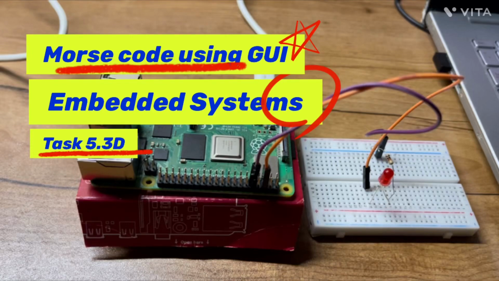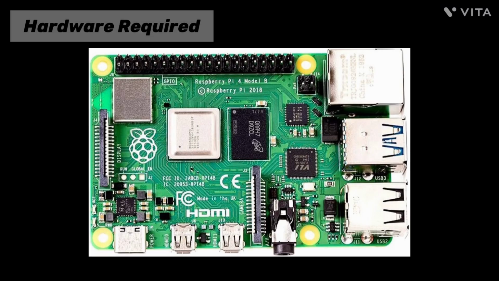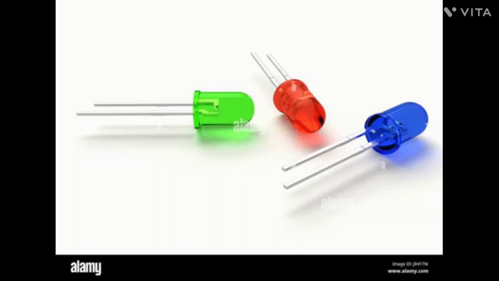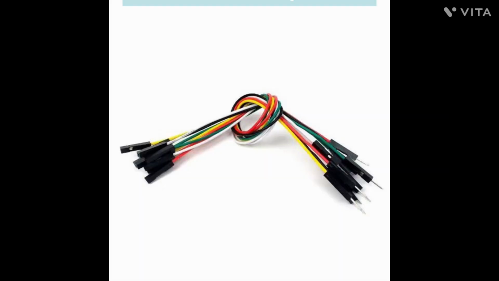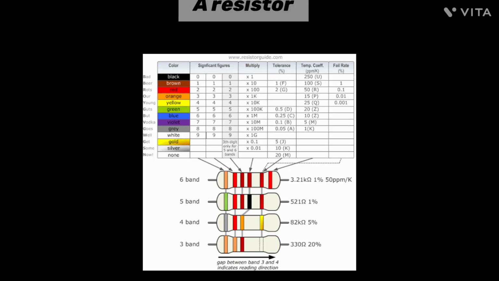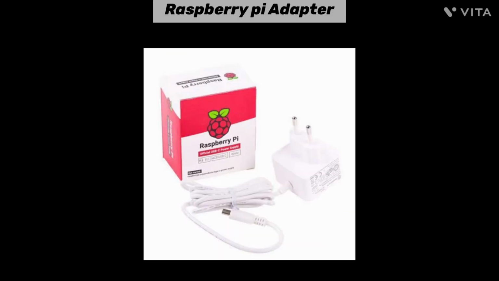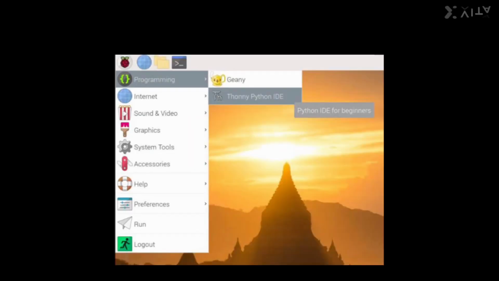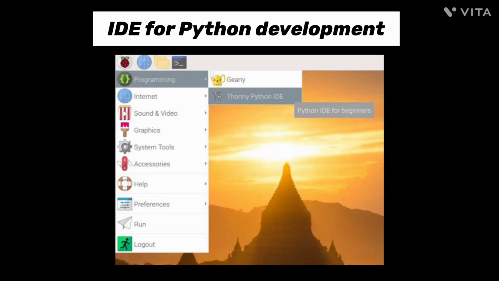Hello everyone, today I'll be explaining task 5.3D, that is Morse code using GUI. Coming on to the hardware required, we'll be using a Raspberry Pi 4, breadboard, an LED, male to female jumper wires and a resistor. We will also be using a Raspberry Pi adapter, and for the software part we will be using VNC Viewer and an IDE for Python development.